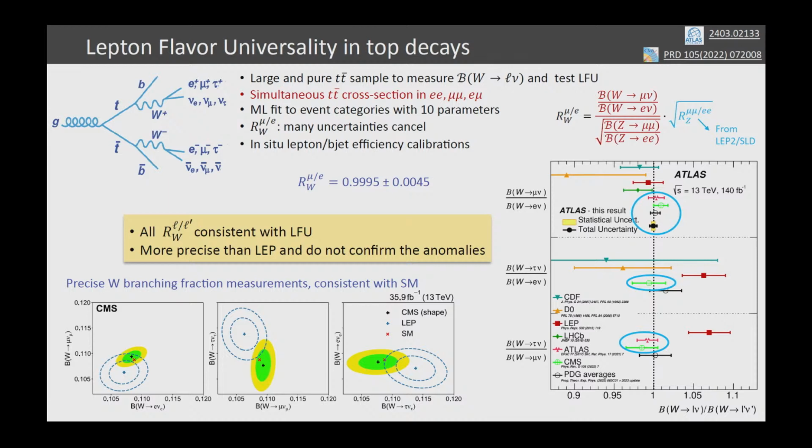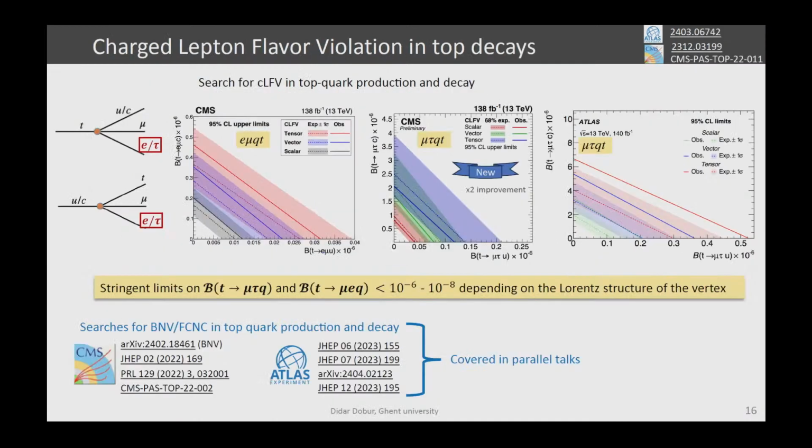CMS also performs W branching fraction measurements. Here you see in the black cross, it also comes out consistent with the standard model, not agreeing with the LEP results that were obtained. We also search for charged lepton flavor violation in top quark production and decay. We do not find any significant excess.